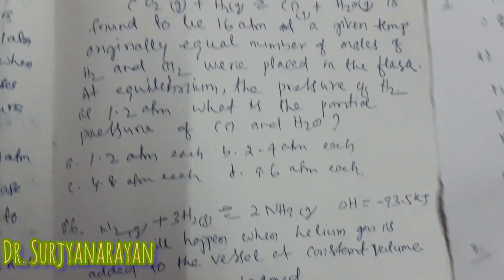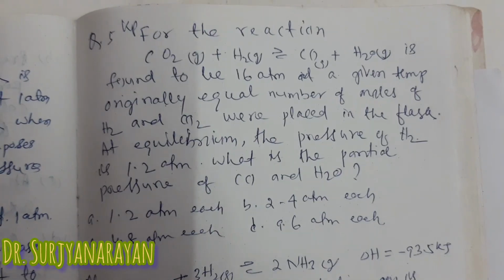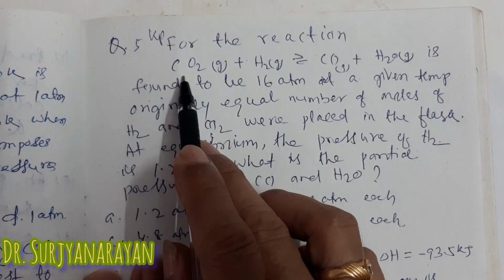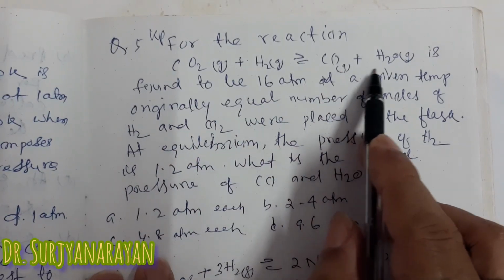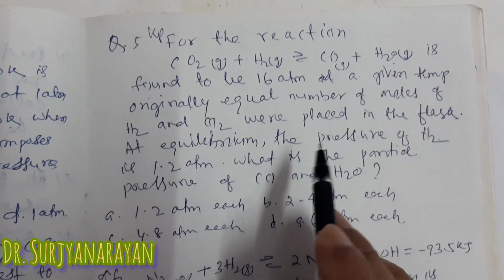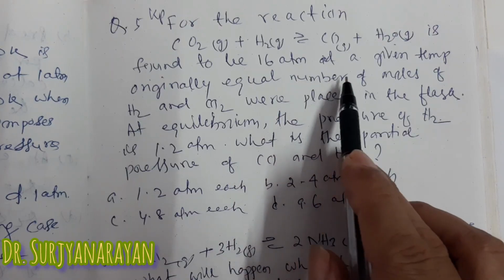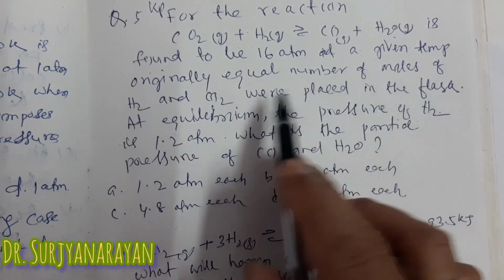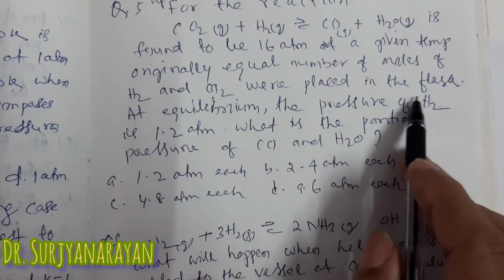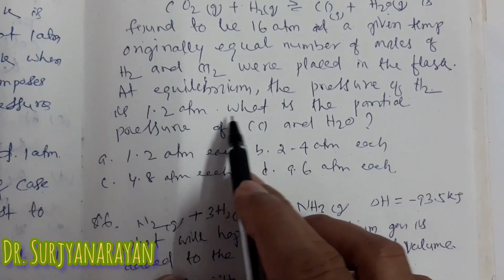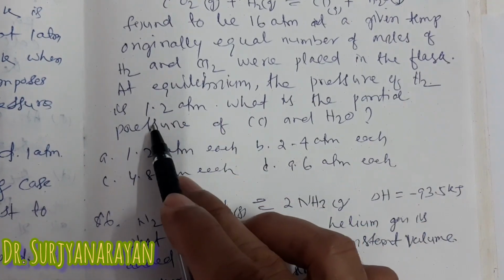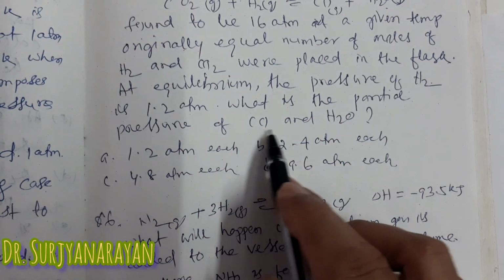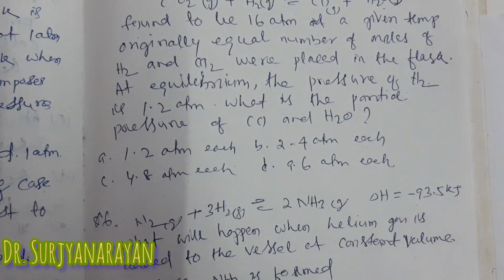Next question, question number 5. The Kp for the reaction CO2 plus H2 giving CO and H2O gas is found to be 16 atmosphere at a given temperature. Originally, equal numbers of moles of H2 and CO2 were placed in the flask. At equilibrium, the pressure of H2 is 1.2 atmosphere. What is the partial pressure of carbon monoxide and water?